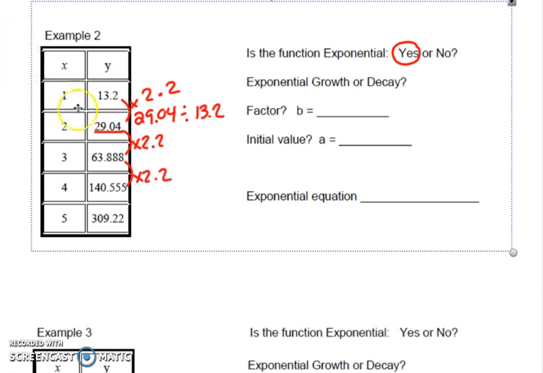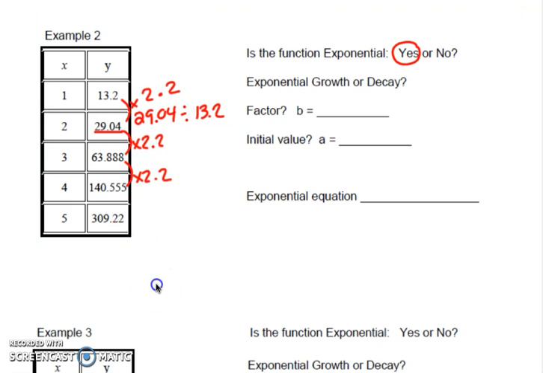I noticed that these numbers are getting larger as I'm going up. Also, I noticed my growth factor was higher than a 1. So it is going to be a growth. Again, your growth factor is 2.2, what you found. Now your initial value is when x is 0, but notice they didn't give me an x equals 0. So I need to go backwards.